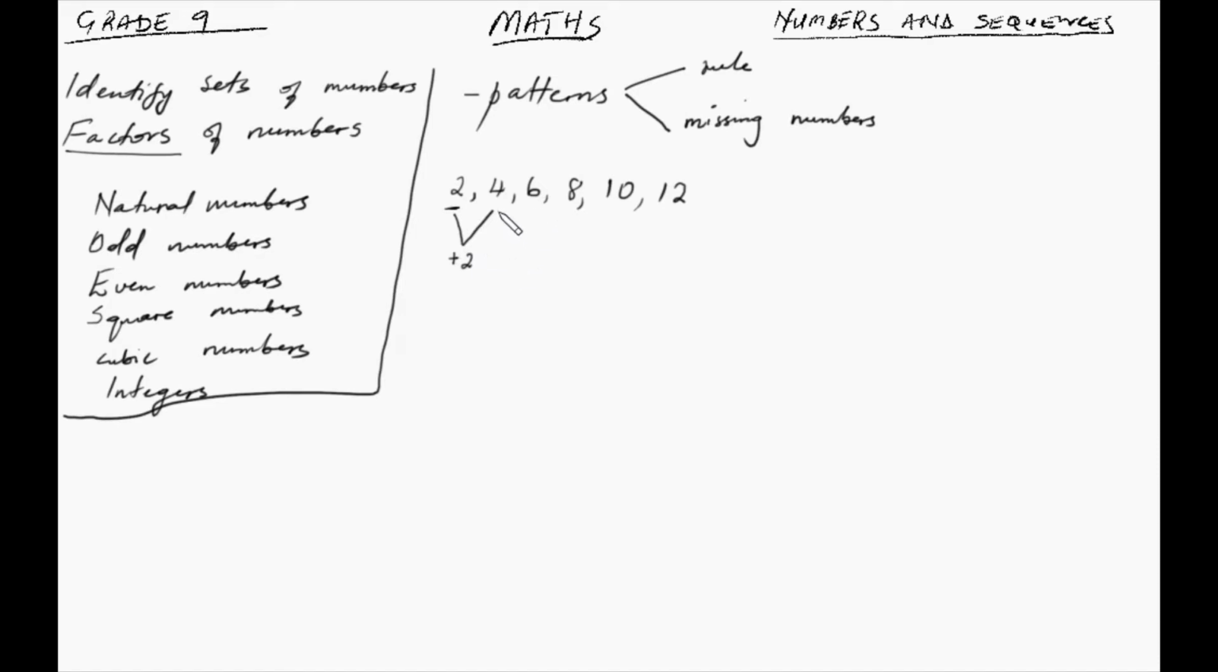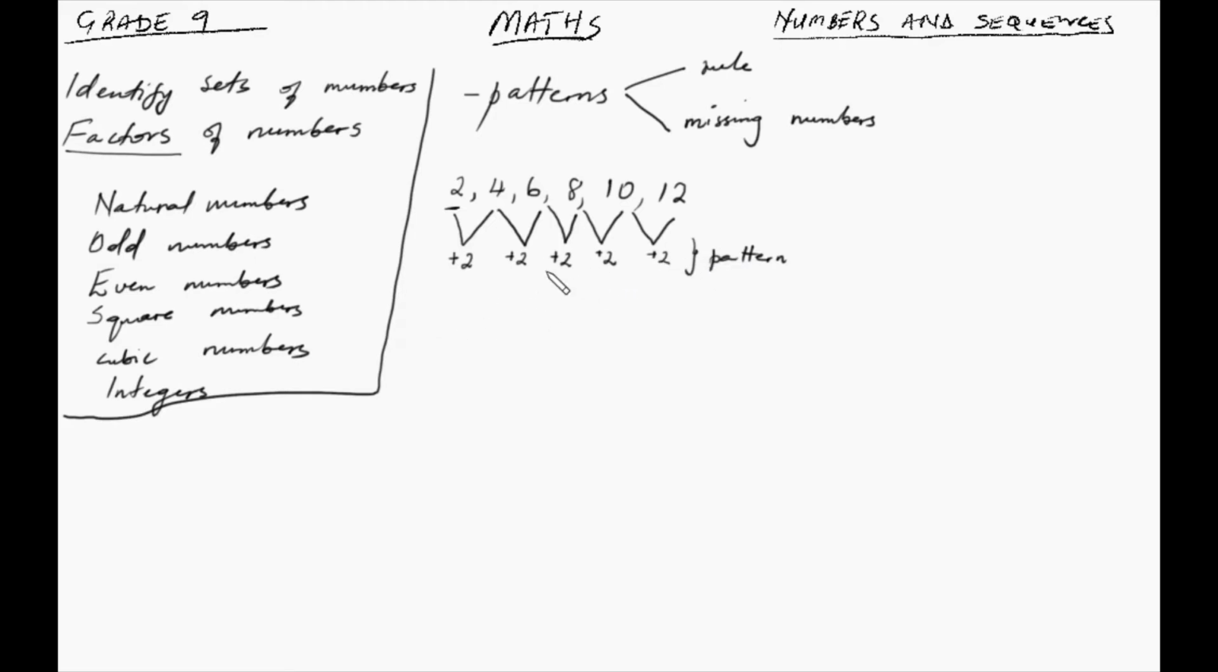And if you want to move from the second number to the third number, you add 2. That is why we have 2 plus 2, 4. 4 plus 2, 6. From the third number to the fourth number, you still add 2. From the fourth number to the fifth, you add 2. From the fifth to the sixth, you add 2. This is what we call the pattern.